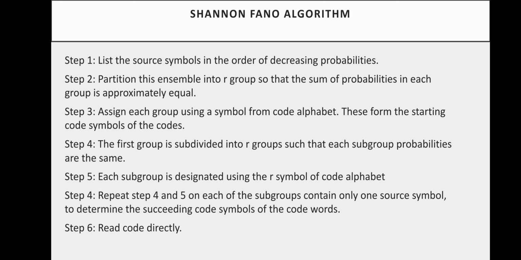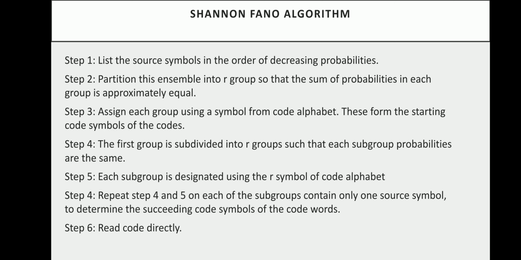In Huffman coding we read the code backward. That means we do a backward trace to obtain the code, but here we can obtain the code directly. That means in the forward direction itself we will get the code. So that's the SHANNON FANO algorithm.